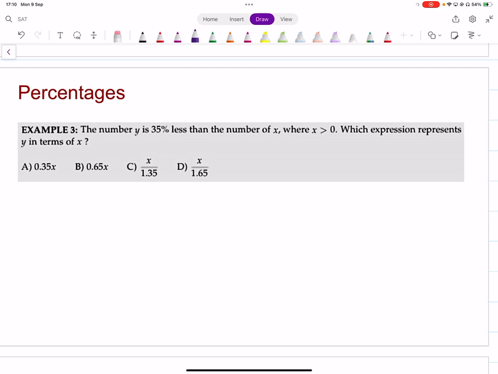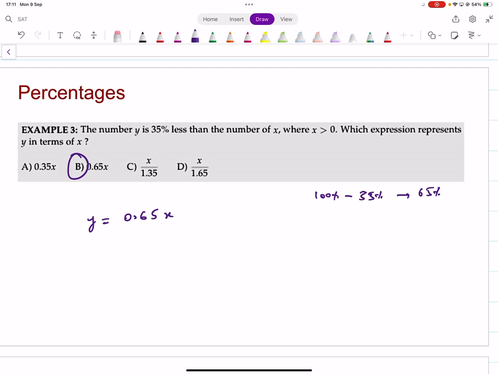35% less. How many of you think A? B? It should be B, right? So 35% less means from 100% you subtract 35%. What's that? 65%. So y is going to be 0.65 times x. That should be B.